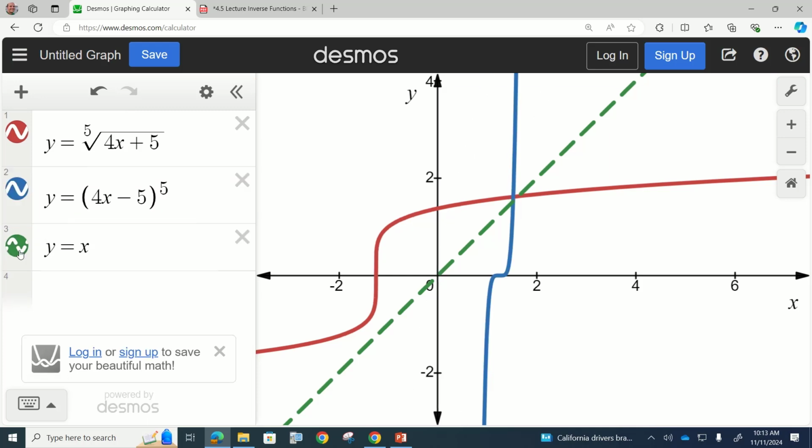Are these inverse functions? No. No, the red curve is not a mirror image of the blue curve right across that green line. There's no way.